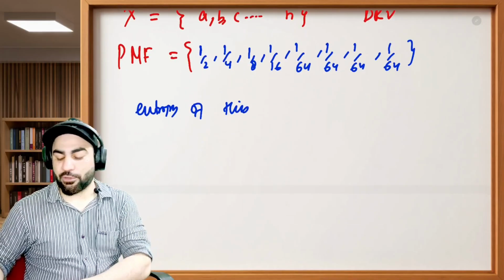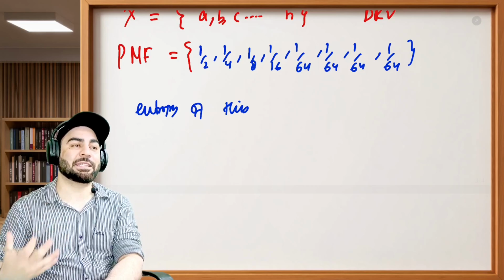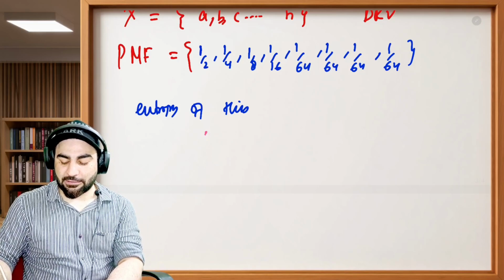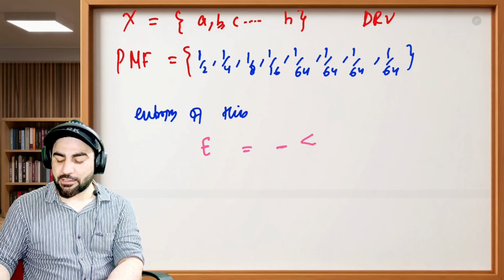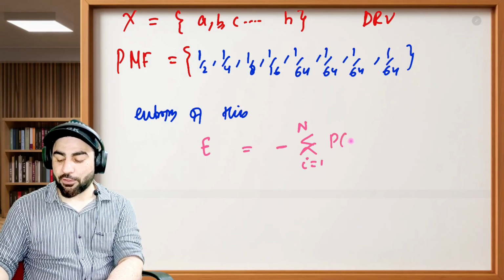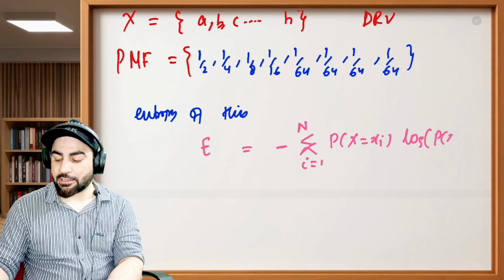So if I have to compute the entropy of this, what's the formula of entropy? If you go by the mechanical methods, the entropy is basically expected surprise, expected information content. So entropy, let me call that E. Entropy E is equal to minus sum over all the observations that we have here, probability of x taking value xi, and log of probability x equal to xi.